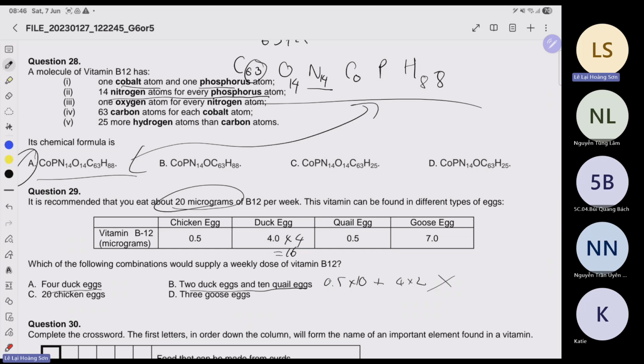It's not enough. Next, 20 chicken eggs. Chicken eggs are here, 0.5 multiplied by 20. It's going to give you just 10 micrograms, which is not 20, so not enough. 3 goose eggs: 7 times 3 is going to be 21. This is above the amount of vitamin B12 needed, so it's enough. It's more than enough. So it's going to be D.